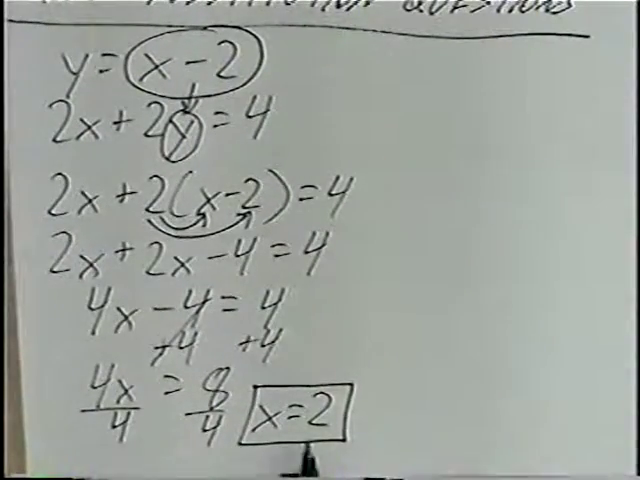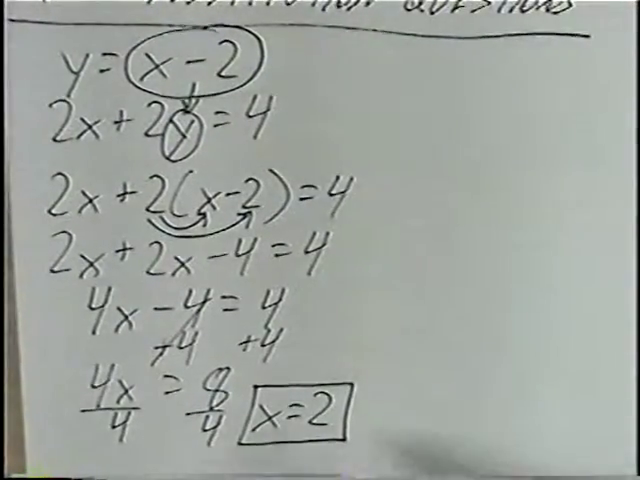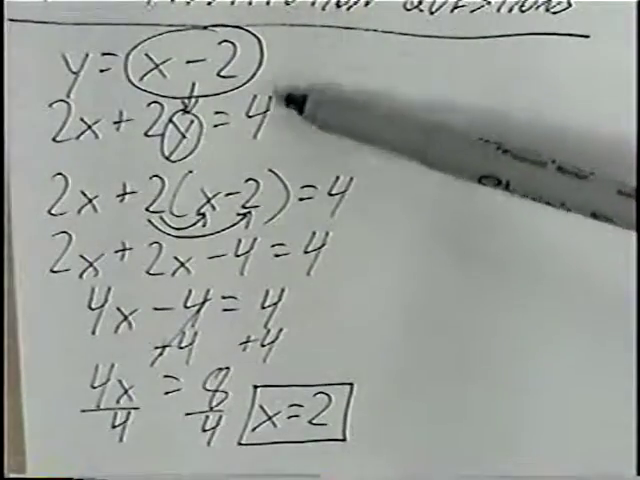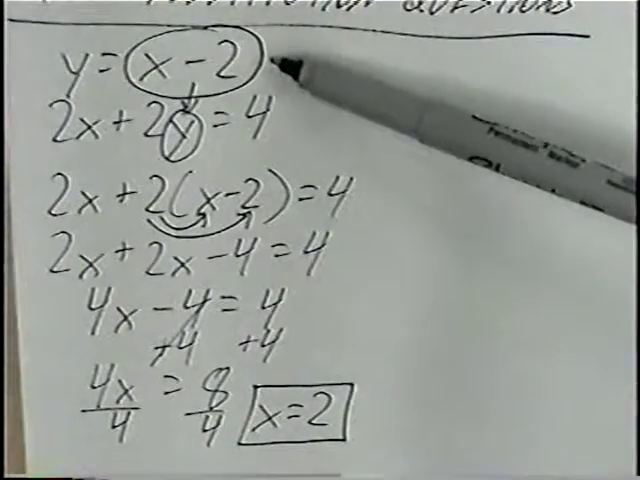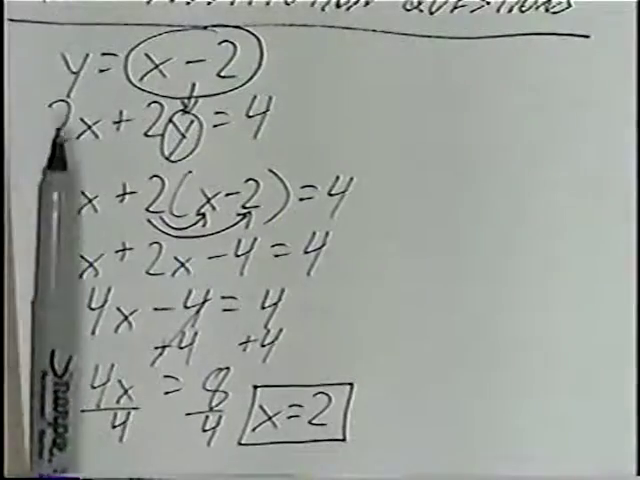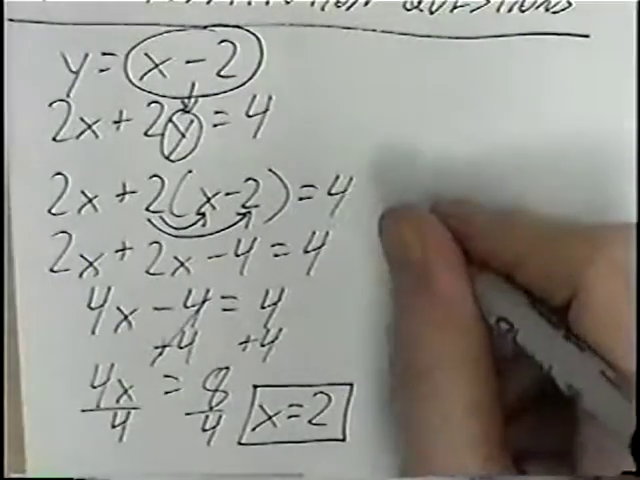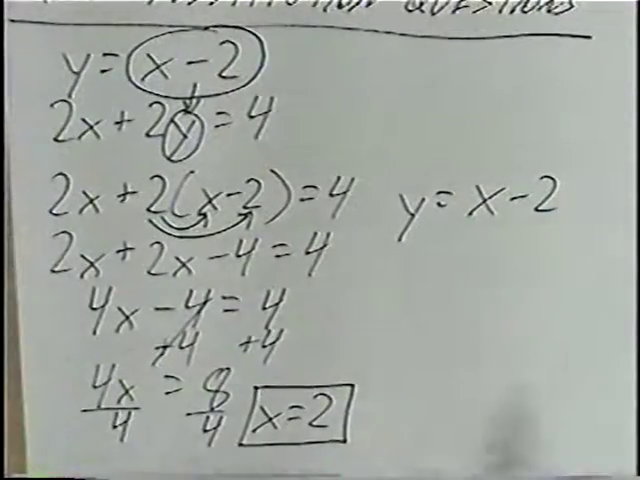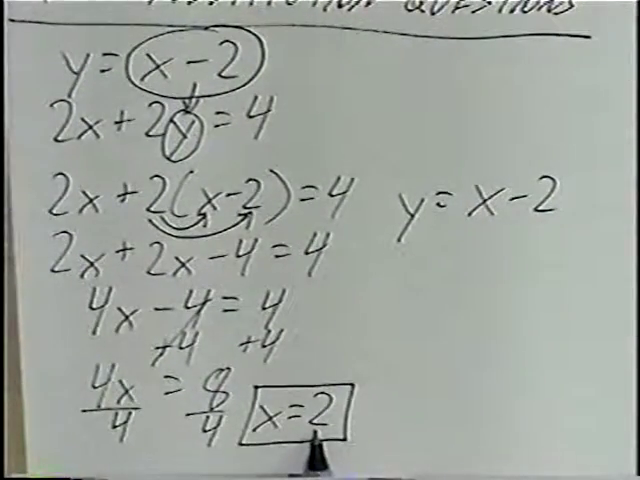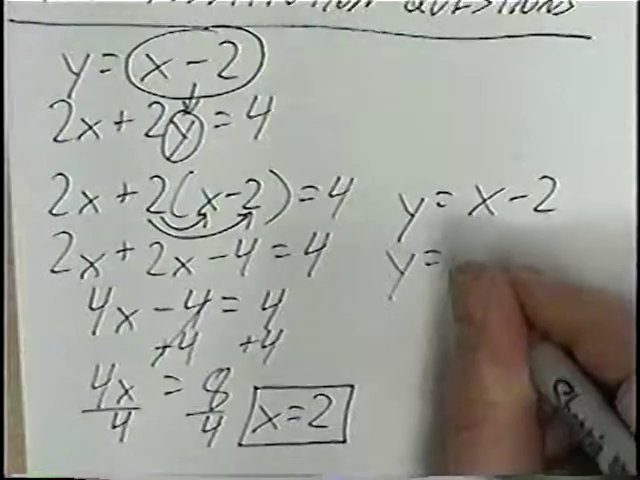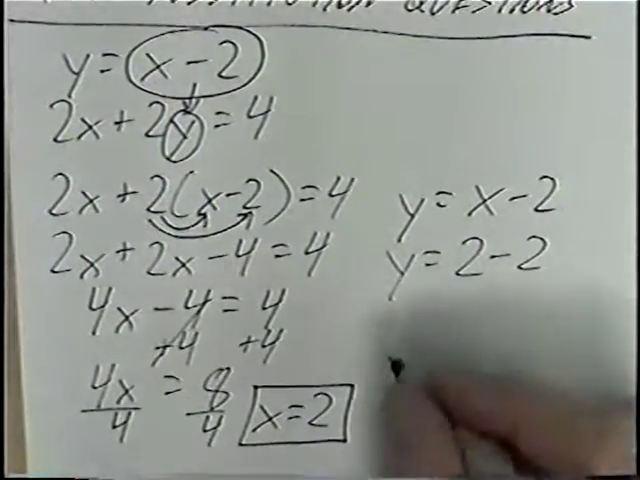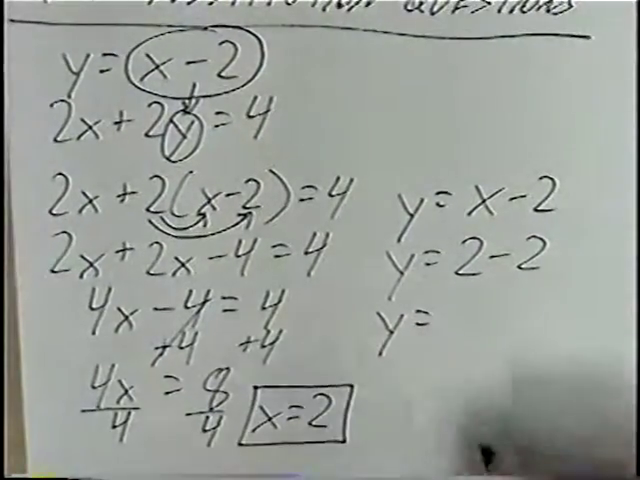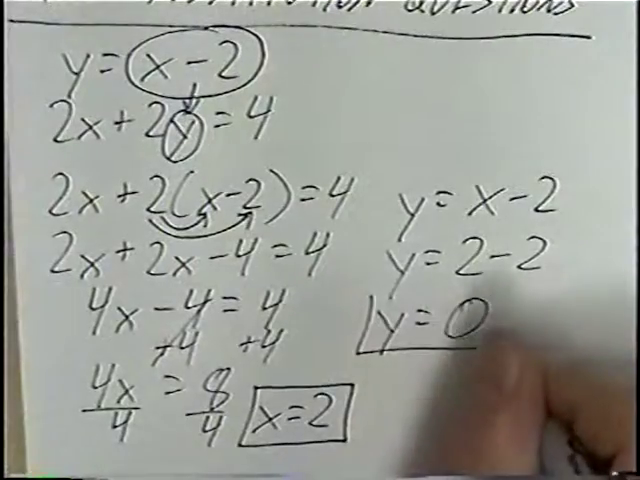Again, keep in mind this is our first answer. This is one variable. We still need to figure out the second variable, which is y. Plugging it back in, you can use either equation. The easiest equation to use in this case will be the first one, since we already have y by itself. So y equals x minus 2. But again, instead of x, since we solved for x, we can plug a 2 in for x. And we'll have y equals 2 minus 2, which would be 0.